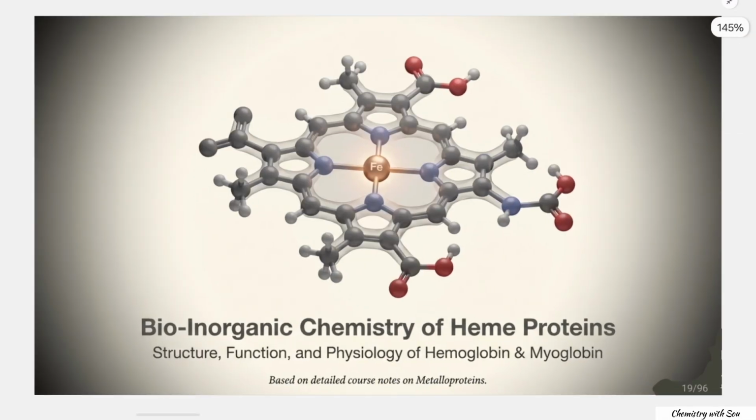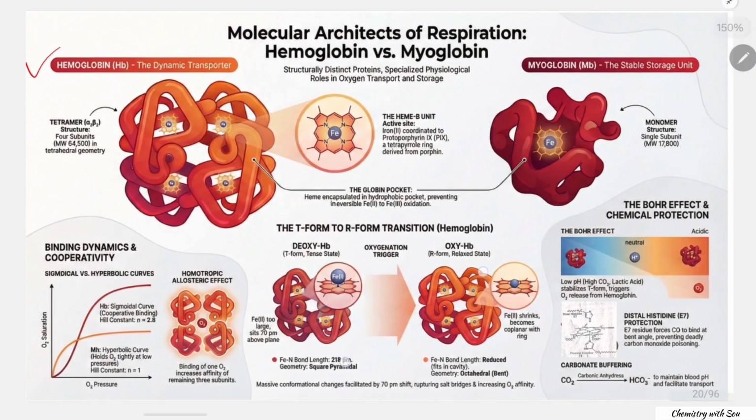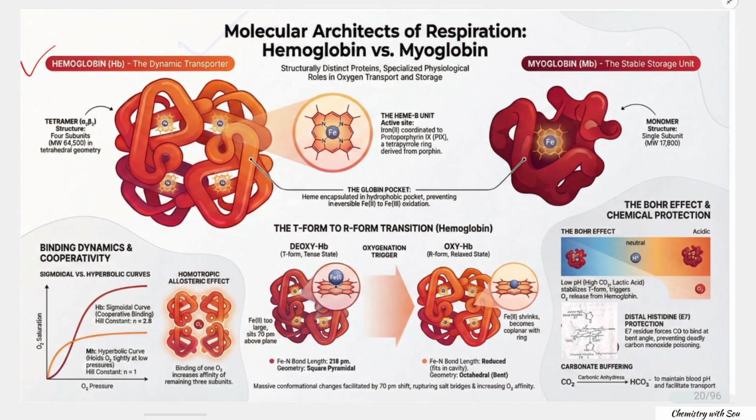Now we will discuss the chemistry of the heme proteins. We will discuss the structure, function and physiology of hemoglobin and myoglobin. This is an overview of what we will learn in the next portion.